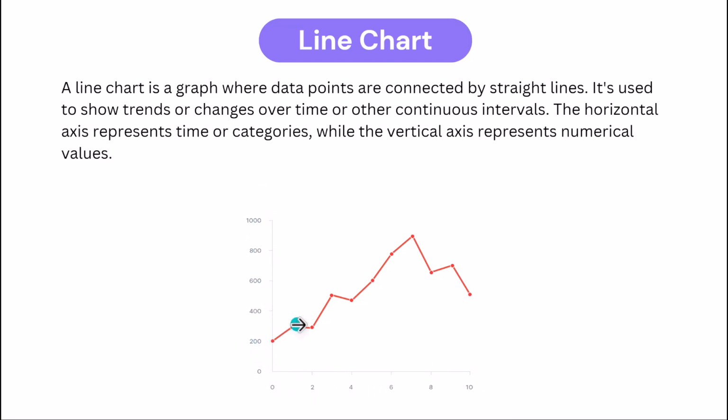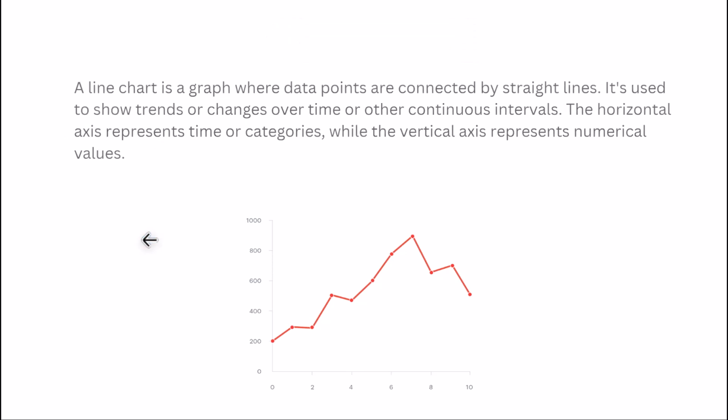Now we have a point, we have a point. So you connect this with your ruler. But when you're using Excel, Excel has a way of automating stuff for you, so you don't have to start clicking your mouse and dragging it here. And so the horizontal axis represents time or categories, while the vertical axis represents numerical values.